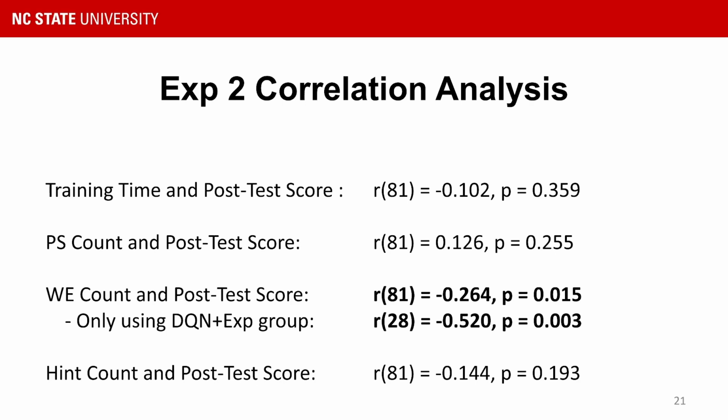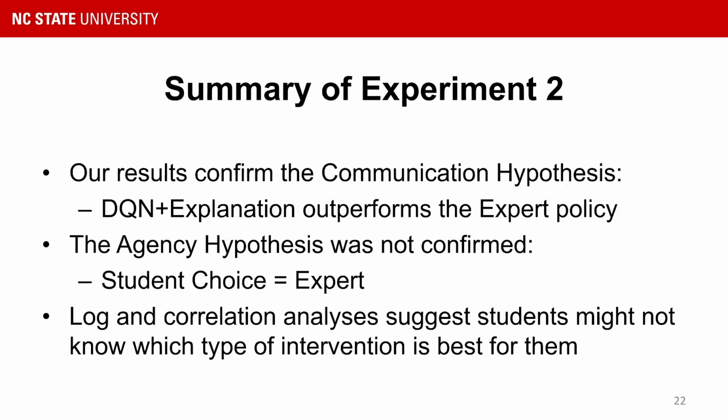However, we did find a significant correlation between the number of WE problems and the post-test scores when combining all the students. But when splitting the three groups, we only found a significant correlation in the DQM plus explanation group and not the rest. And finally, we found no significant correlation between the hint count and the post-test score. In summary, it seems like there is some negative correlation between the number of WEs and the post-test score, but these results might not be meaningful since that was only observed in one of the three student groups.